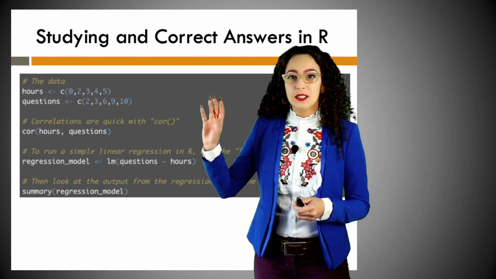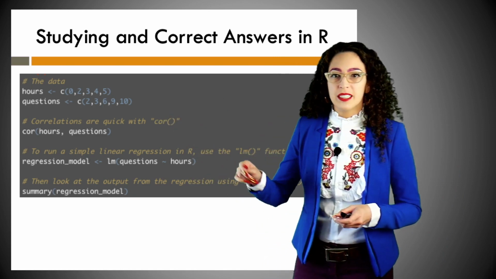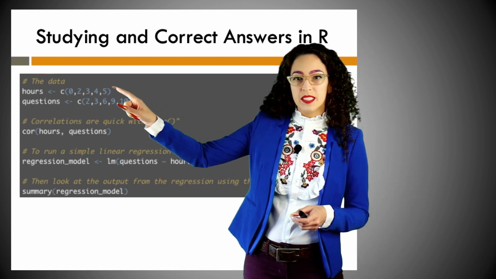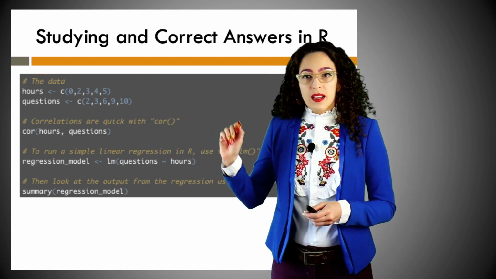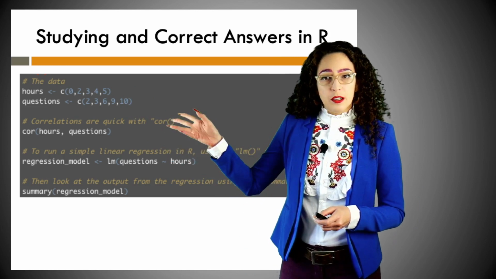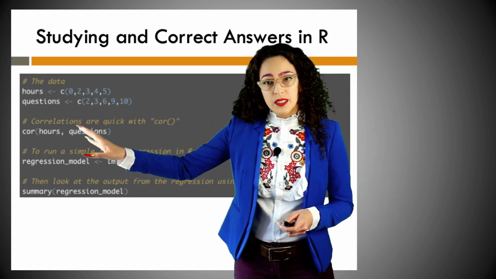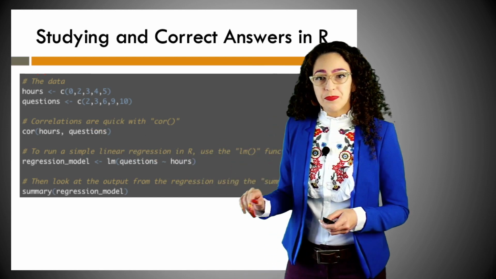Okay, back to our studying and the number of answers you get correct. First, I'm telling R the data. These are the hours. Here are the questions. I can go and get that correlation again, and it'll be 0.96. I just say cor, number of hours, and questions.